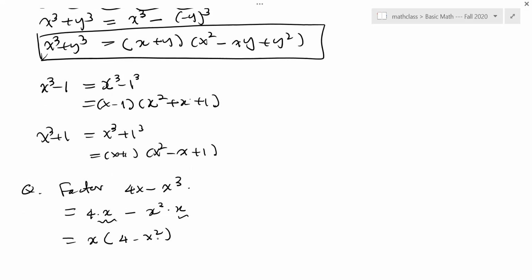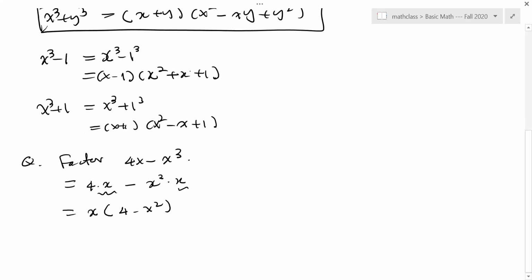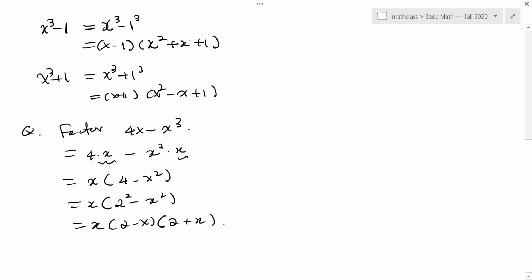Erica says she has a question mark there, maybe she has doubt about her answer. So can we factor 4 minus x squared? The answer is yes. 4 is 2 squared, so 2 squared minus x squared will be 2 minus x and 2 plus x. So now you have a product of three terms. This should be the final answer. Got it?